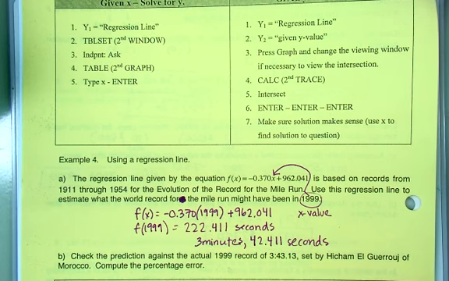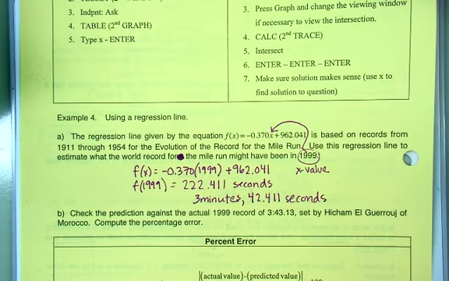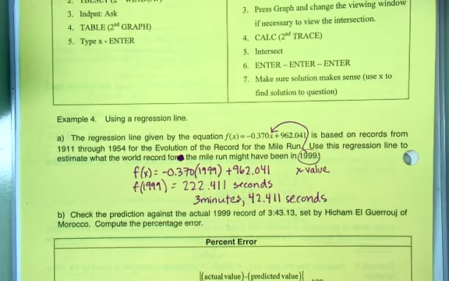Okay. Check the prediction against the actual record of 3 minutes 43 seconds, 0.13, set by, I'm not going to try and pronounce that name, of Morocco. Compute the percentage error.